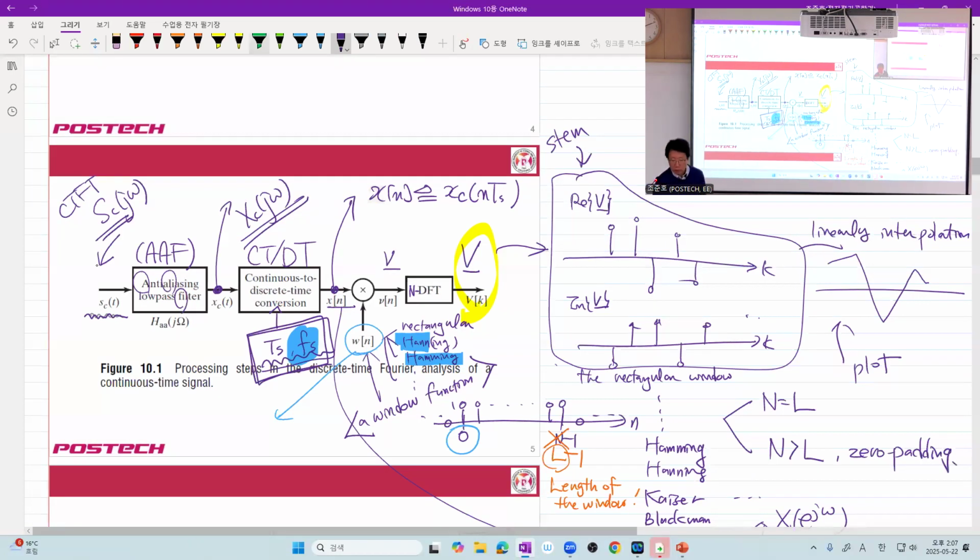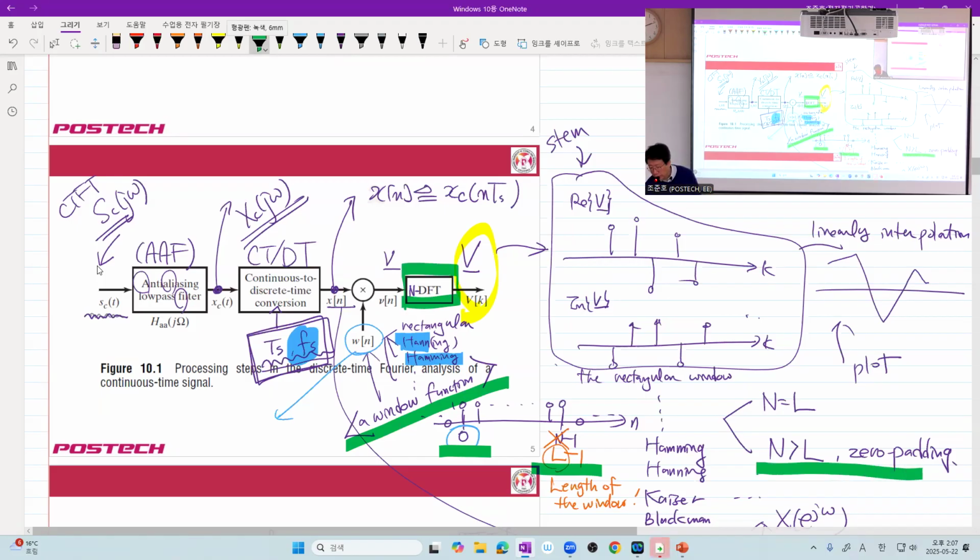Got it? So I hope you remember the details. Window function has length L, and DFT has N points. And if N is greater than L, we assume zero padding. Got it?